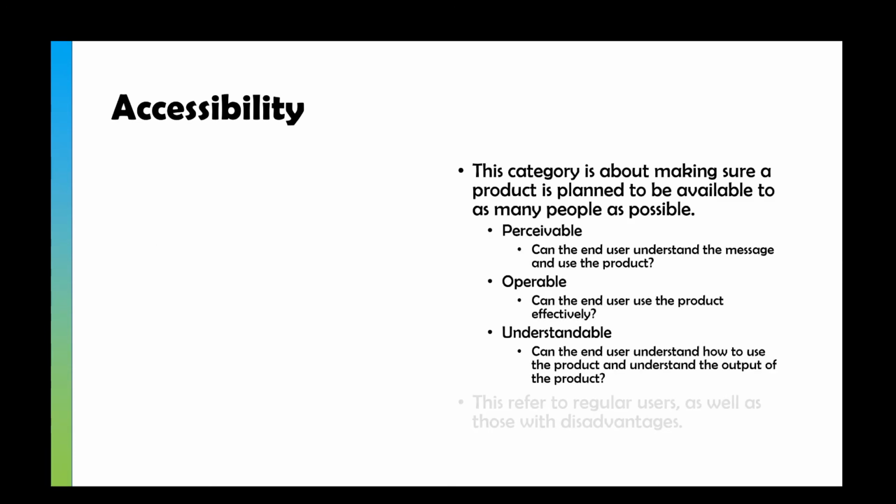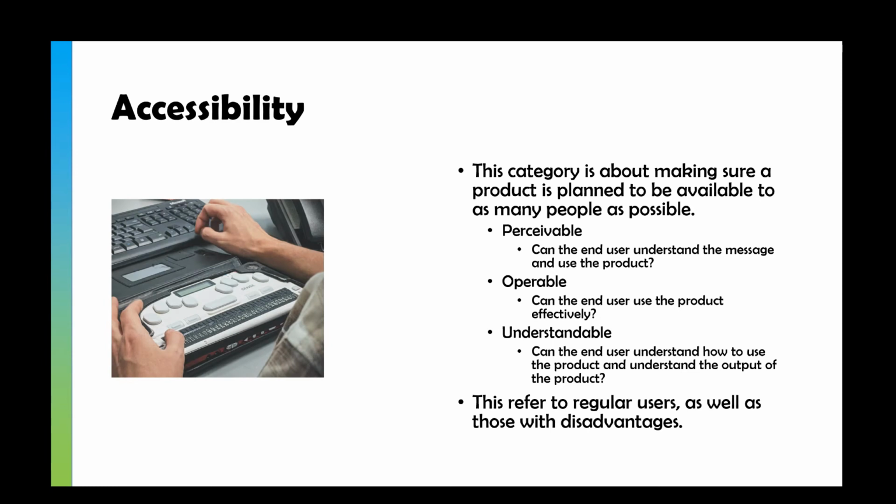And then we've got accessibility. So this category is all about making sure that the product that you've planned is available to as many people as possible. Now, is it perceivable? So can the end user understand the message and can they use the actual product? Is it operable? Can they actually get access and actually do something with it? If you've got a really interactive website and you're targeting people who don't have full function of their hands, then how are you going to make it operable for them? Is it understandable? So can they understand how to use it and understand the actual output of the product as well?